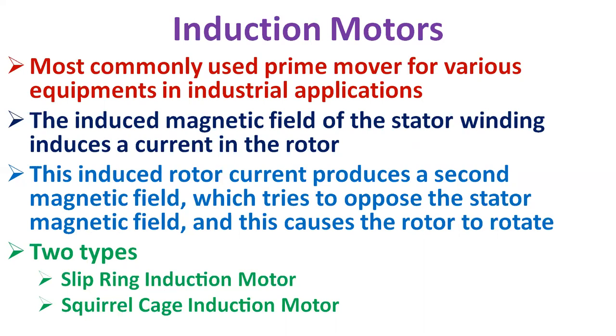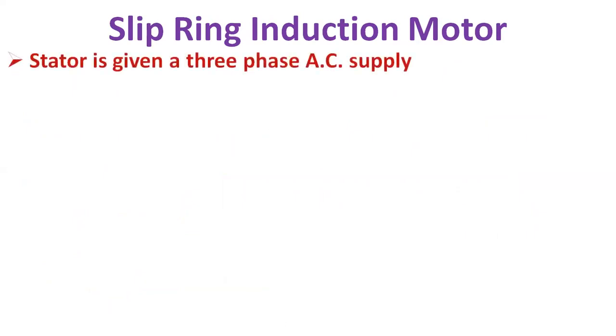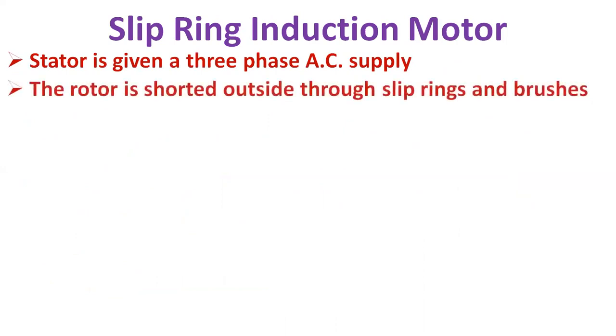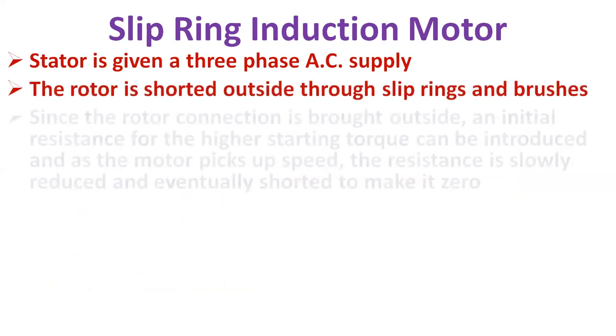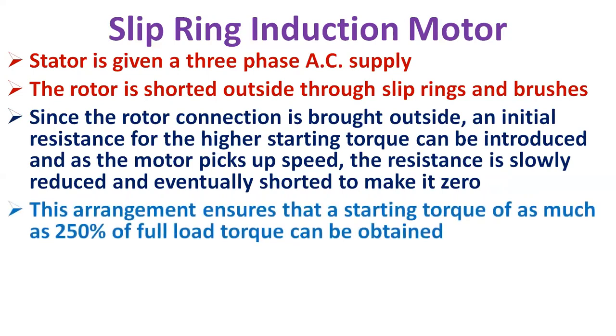There are two types of induction motors, the slip ring induction motor and the squirrel cage induction motor. In the slip ring induction motor, the stator is given a three-phase AC supply. The rotor is shorted outside through slip rings and brushes. Since the rotor connection is brought outside, an initial resistance for higher starting torque can be introduced, and as the motor picks up speed, the resistance is slowly reduced and eventually shorted to make it zero.